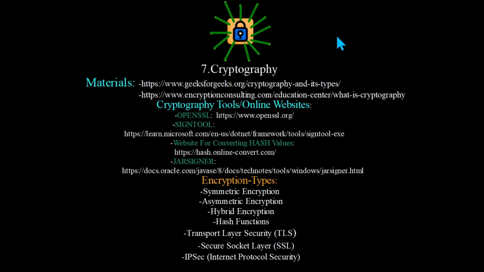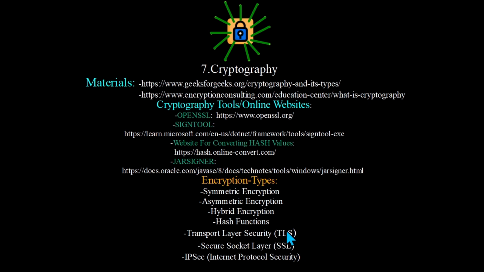Seven will be cryptography, so it has everything to do with securing or encrypting data, files, networks, websites, and so on. The encryption types that exist are symmetric encryption, hybrid encryption, and hash functions. And also Transport Layer Security and Secure Sockets Layer are commonly used for website encryption. So those are the protocols to encrypt the communication between websites.